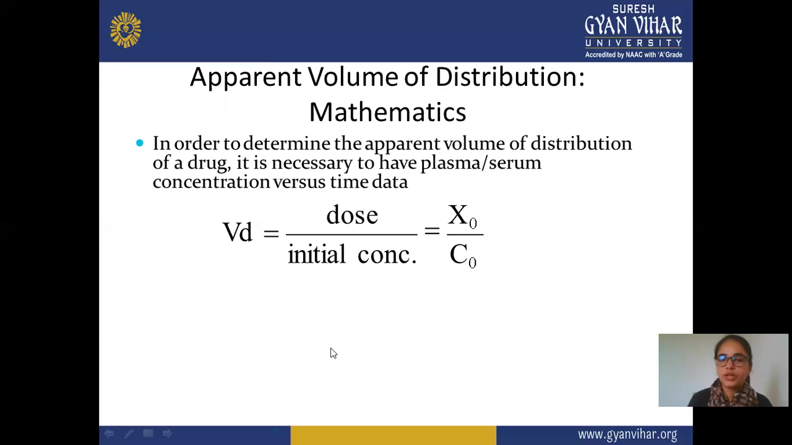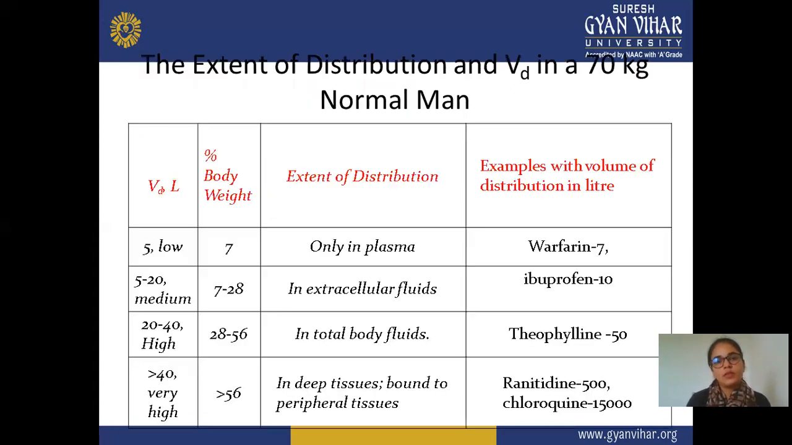This is the equation for apparent volume of distribution, according to the ratio of plasma or serum drug present in the body at a particular time. So VD, the volume of distribution, equals dose divided by initial concentration. When we simplify this equation, it is X0 divided by C0. This is the mathematical representation of apparent volume of distribution for a one compartmental model or for an IV bolus.